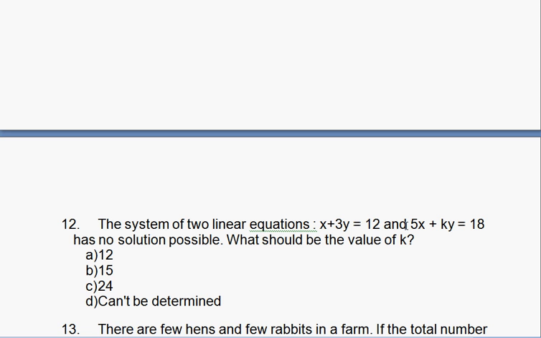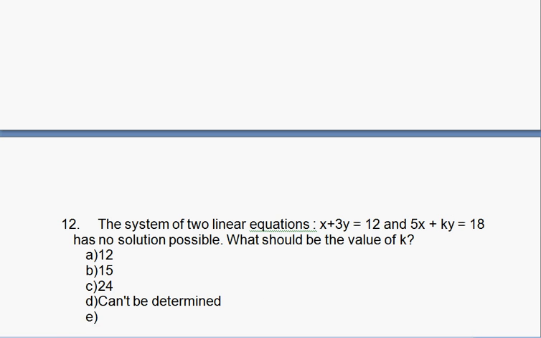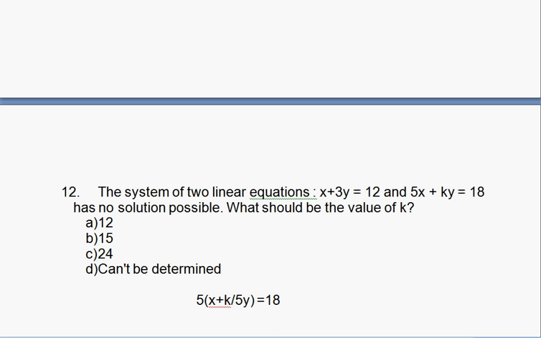If we take 5 common out of it, it should become 3, right? Because they are parallel, the coefficients of x and y are to be the same when we simplify it. So this would become 5 plus k by 5 y, and it should be equal to 18, which means x + (k/5)y should be equal to 18/5.